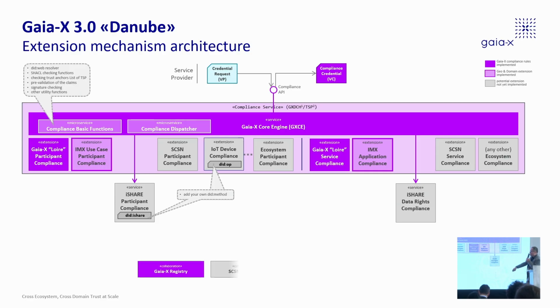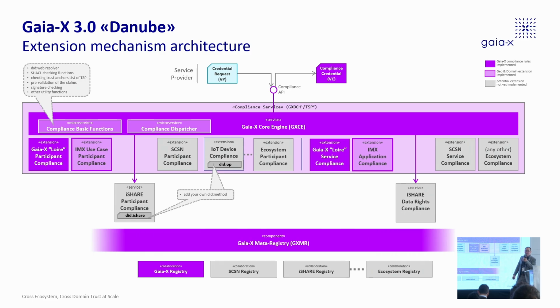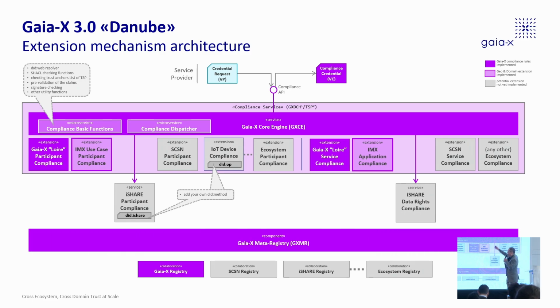Yeah, then we have the registries. In the first iteration, the registries are not touched. An ecosystem may have its own registry or not, we don't care. We were a little bit lazy. I was a little bit lazy thinking of a dispatcher. I will tell that in the next slide.